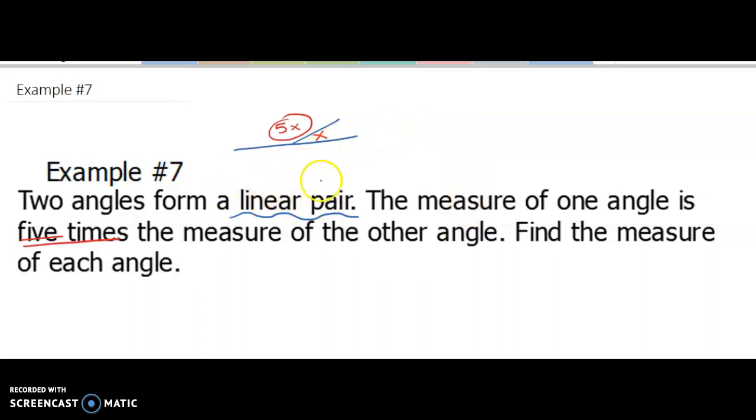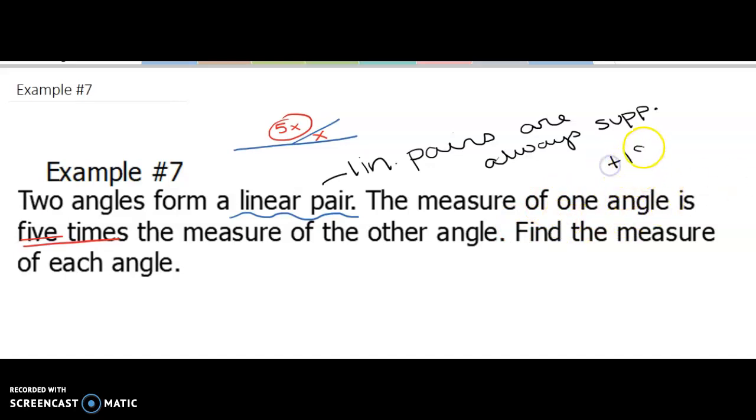If I add linear pairs up, remember I said linear pairs are always supplementary. I'm just going to put sup, period. Supplementary. And what does supplementary mean? Well, supplementary means they add to 180 degrees. Okay, so find the measure of each angle. So if I add these up, they're going to equal 180 degrees.